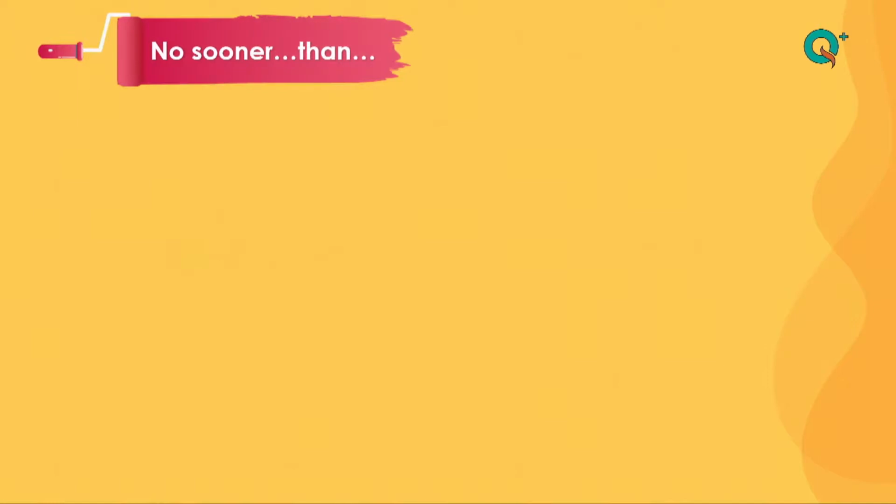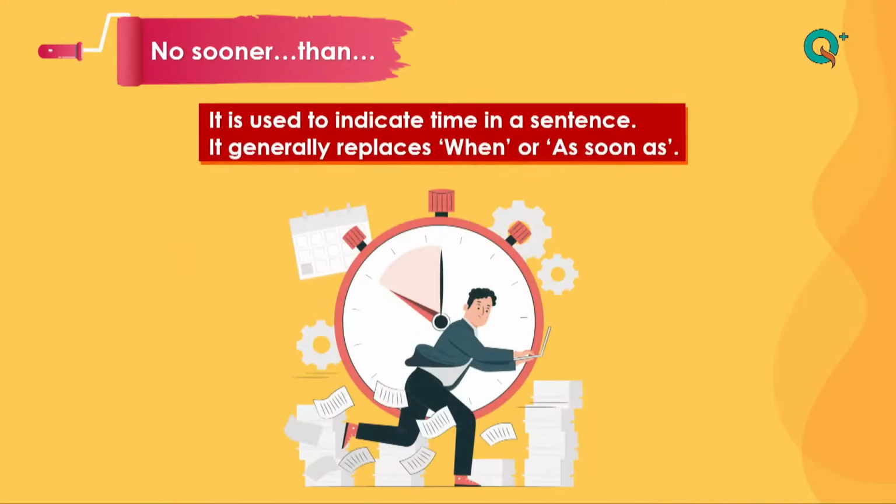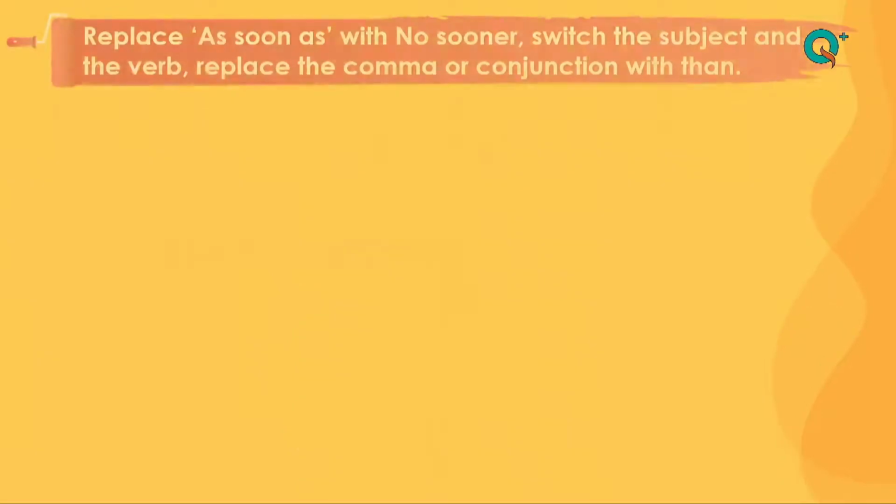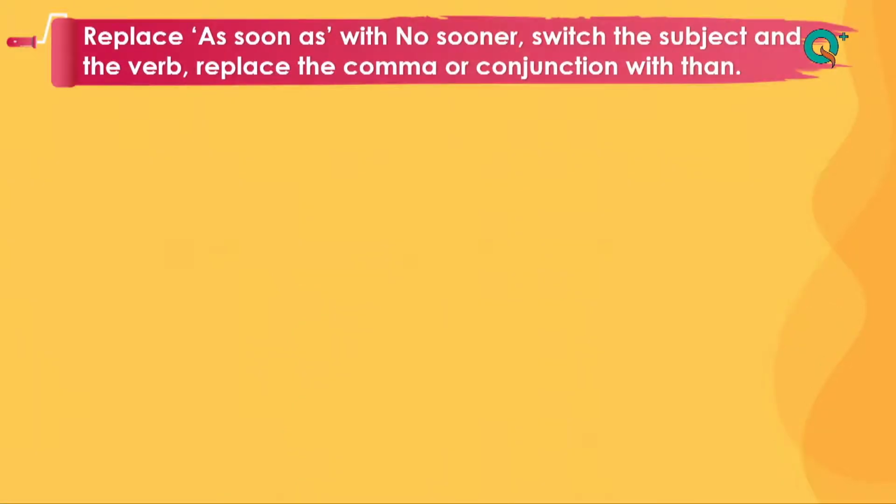Let us now look at the next topic, which is no sooner than. No sooner than is used to indicate time in a sentence. It generally replaces when or as soon as. So, let's take a look. The instruction here is replace as soon as with no sooner, switch the subject and the verb, replace the comma or conjunction with than. Now let us see how to do that.